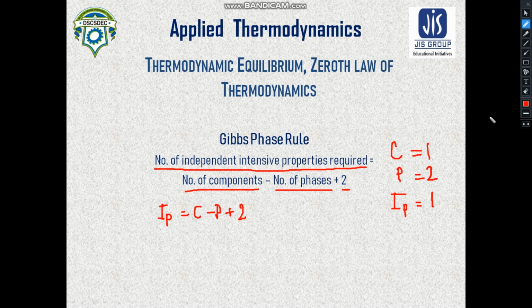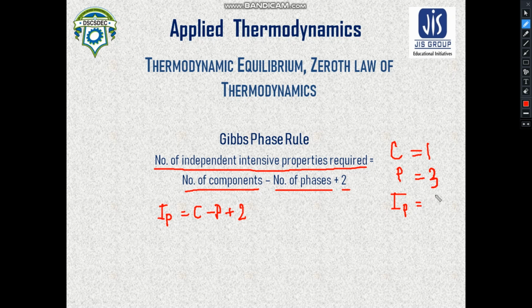Now what happens if the number of phases becomes 3? We are considering a single component system here, so the number of components is not changing. The situation will become much more complex, physically it will be very complex.